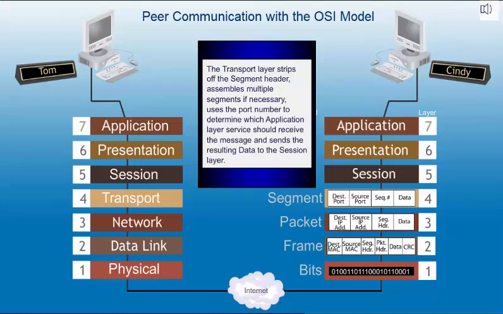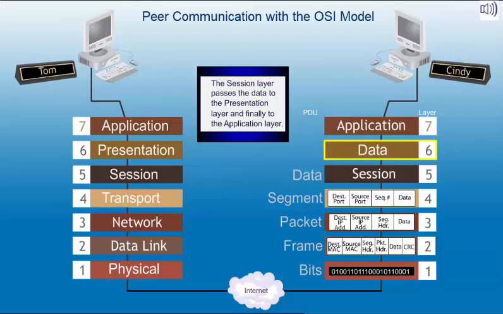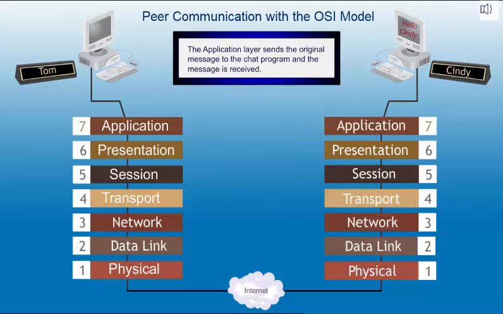The transport layer strips off the segment header, assembles multiple segments if necessary, uses the port number to determine which application layer service should receive the message, and sends the resulting data to the session layer. The session layer passes the data to the presentation layer and finally to the application layer. The application layer sends the original message to the chat program and the message is received.